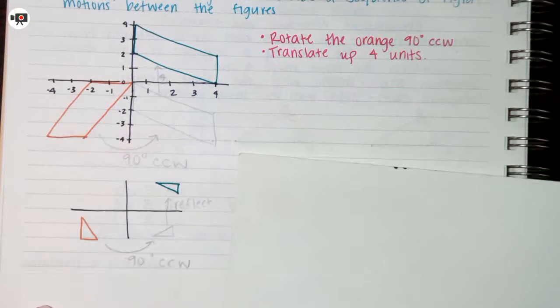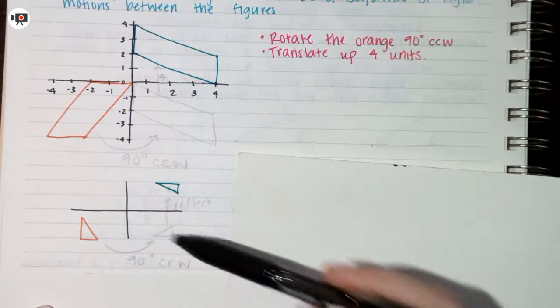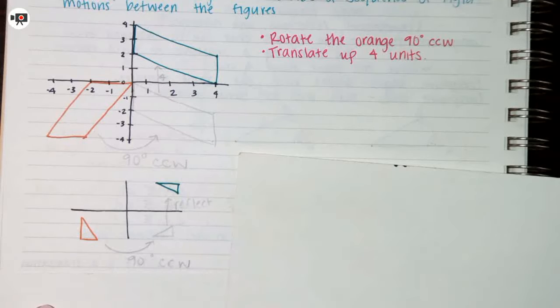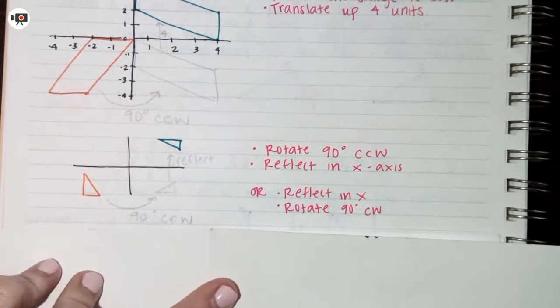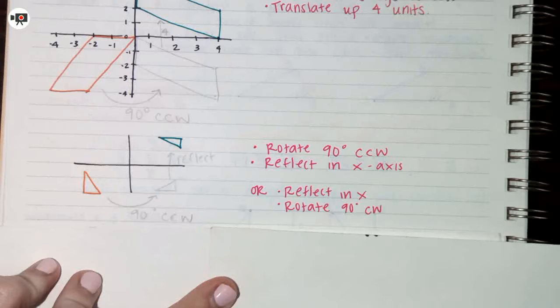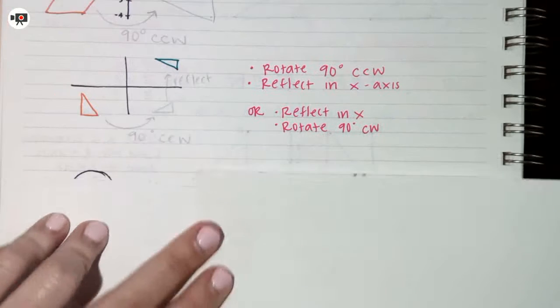To get between the two triangles, again, we can rotate 90 degrees, and then we'd have to reflect it over the x-axis. You could rotate and then reflect the other way as well. There's usually a couple different options that you could do on how to get from one to the other with a series of rigid motions. You just have to make sure that they're going to end in the same way.